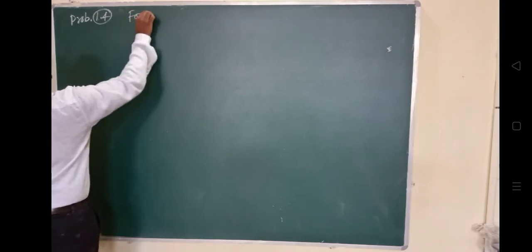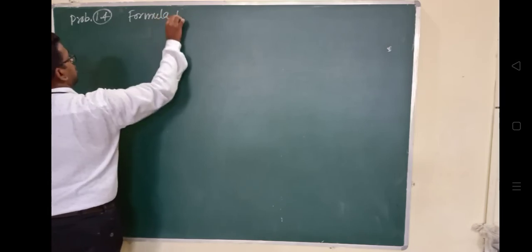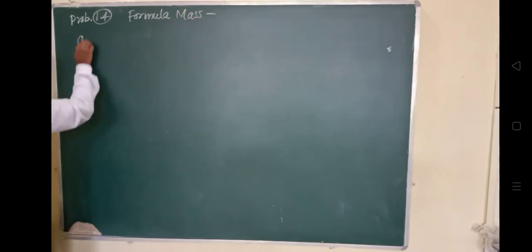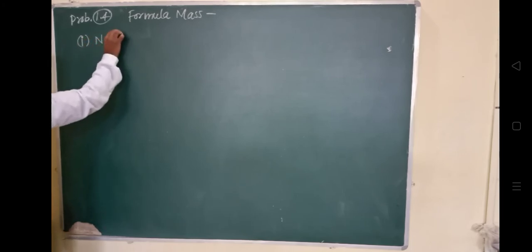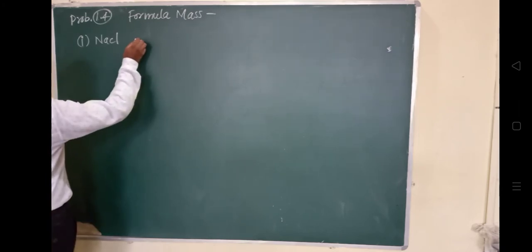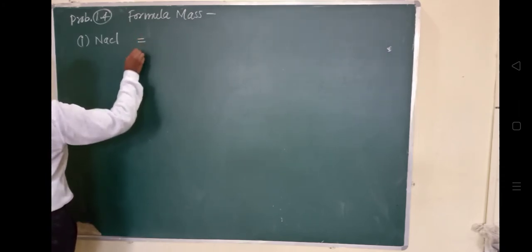What we have to find out? We have to find out formula mass for sodium chloride, NaCl. Okay, formula mass. So how will we solve it? The formula mass that we have to calculate is for sodium chloride.